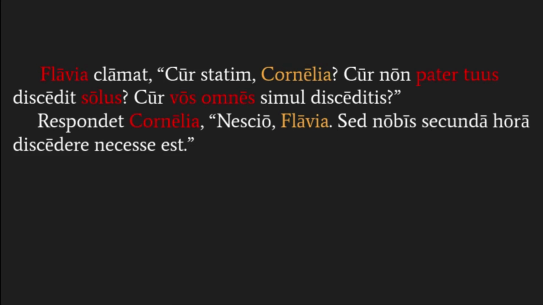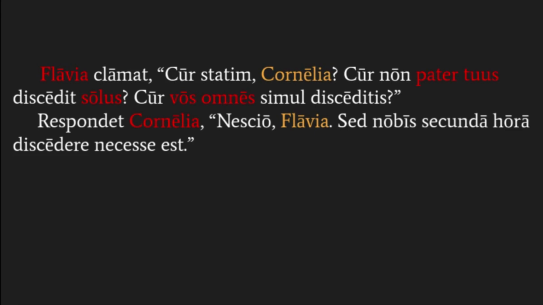Right? And then she asks, cur vos omnes simul discedtis. Why do you all, or why are you all, leaving, discedtis, simul, together? It's the same question that Marcus asked in the last chapter. He said the same thing or something similar when he says, the emperor is calling back dad, not me. Why do I need to go?